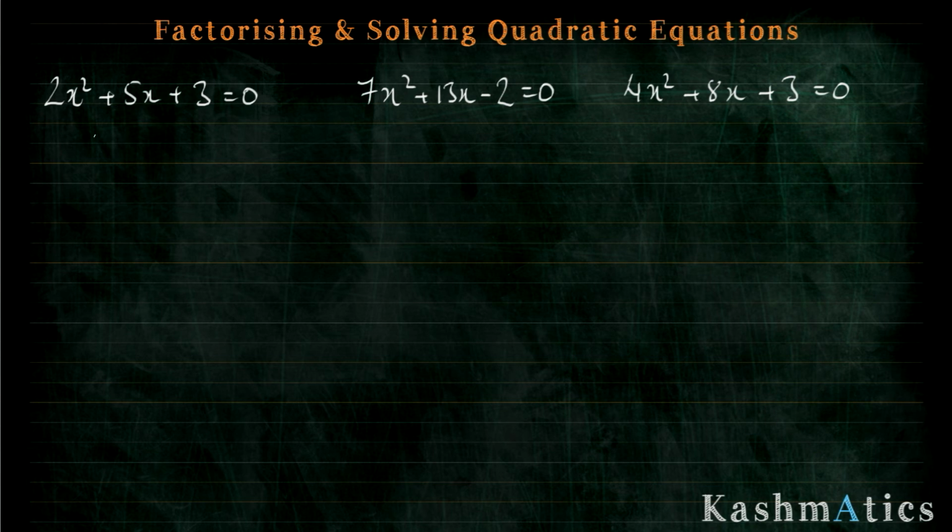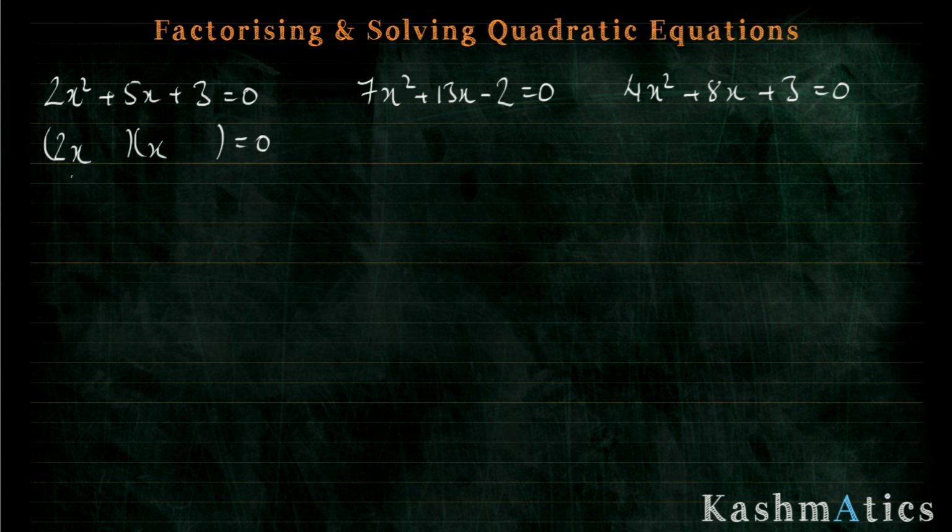So the first thing I do is I would draw two brackets, and that equals 0. And I've got to think, how many different ways are there of making a 2? There's only one way I can make a 2, by doing 1 times 2. And in this one, we've got 2x squared, so I need a 2x and an x. There's no other way of making 2x squared.